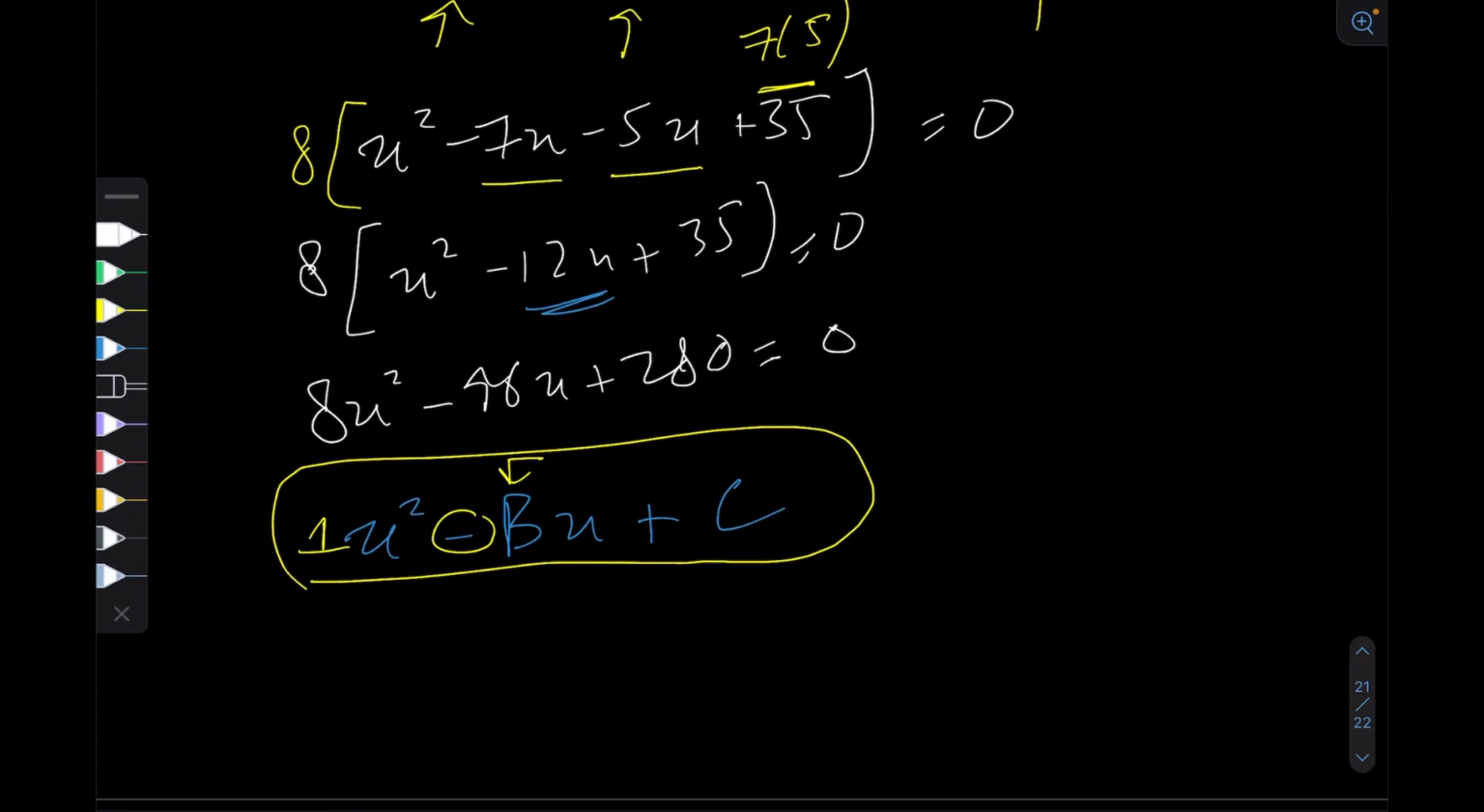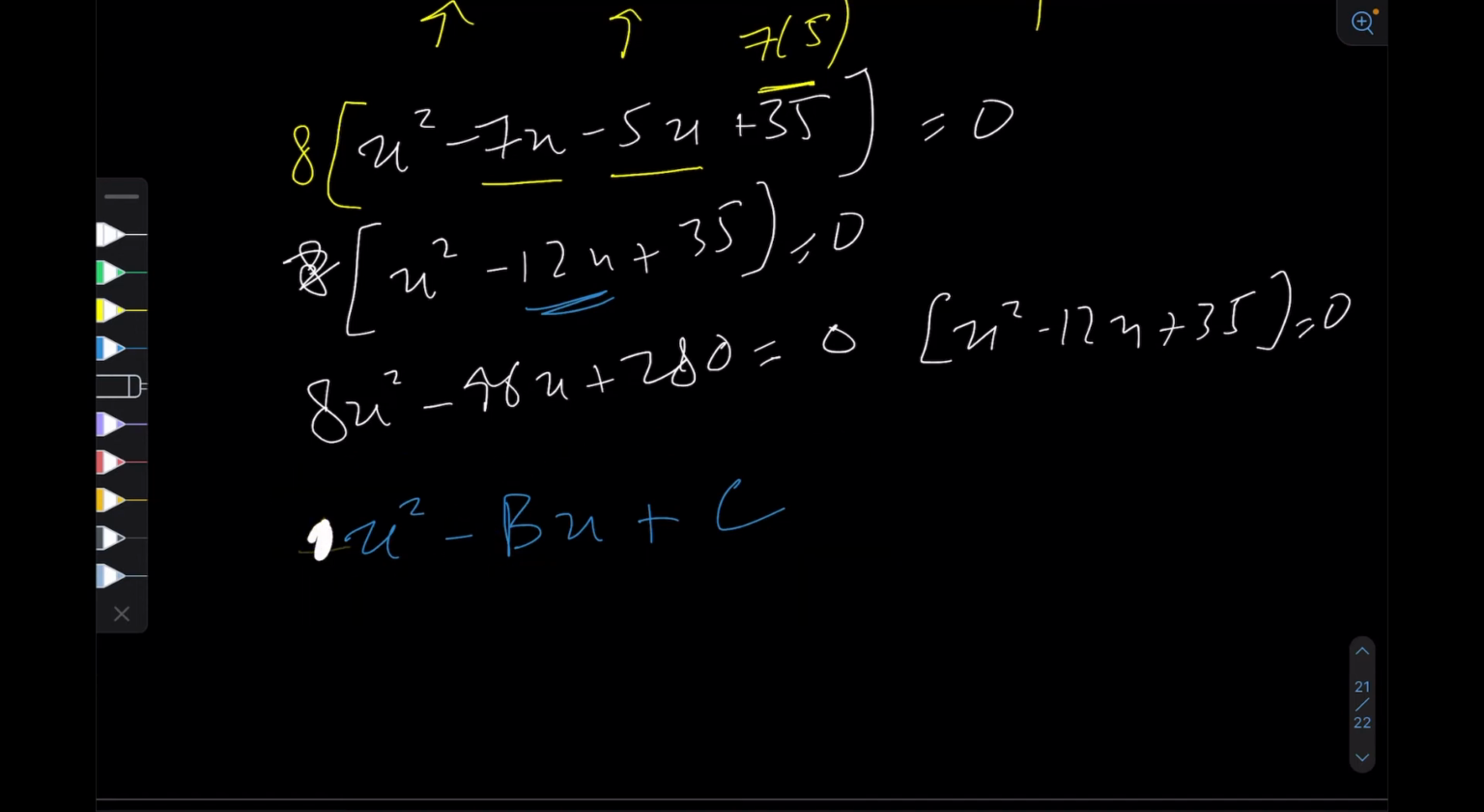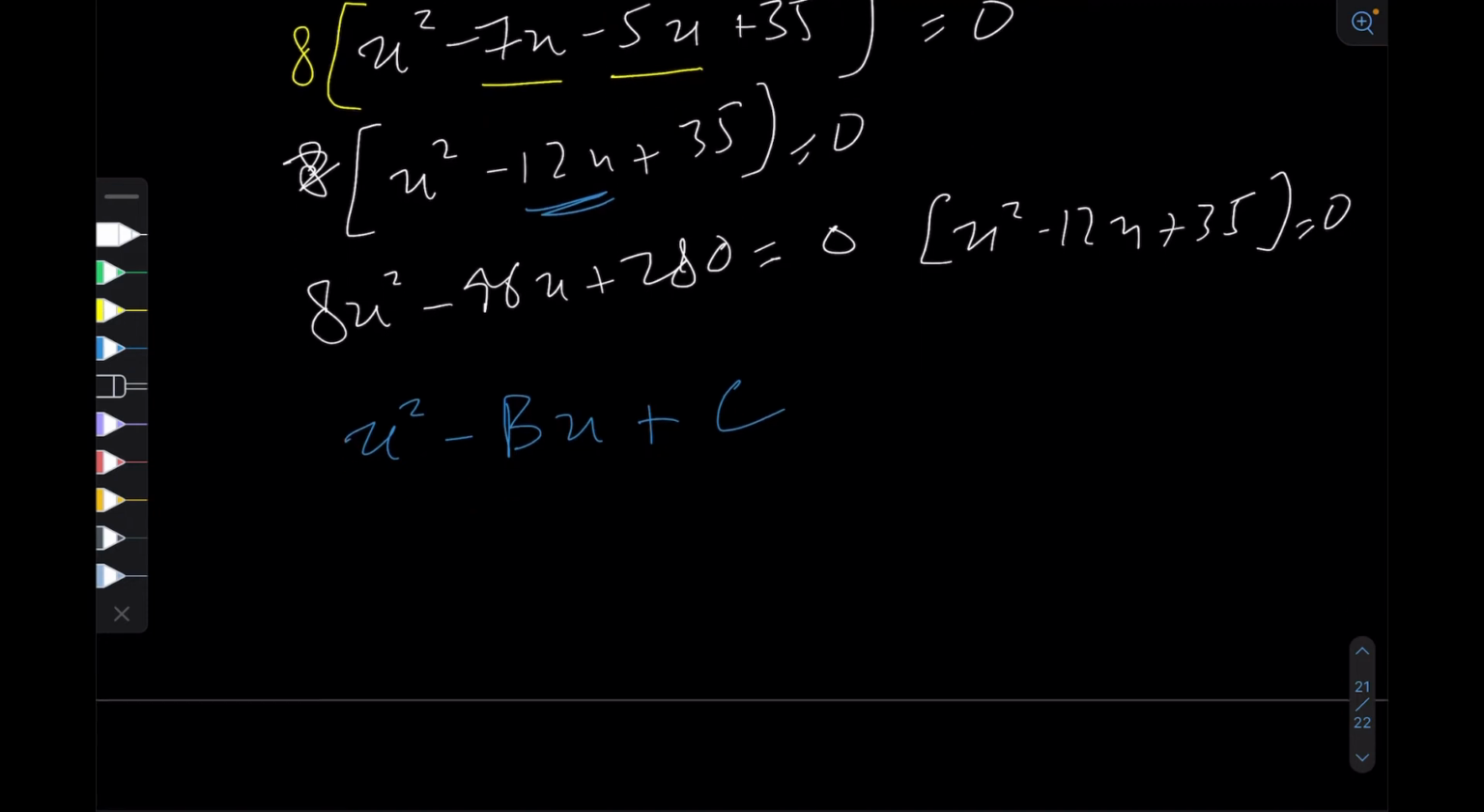So let's kick this 8 out, let's send it to the other side, and we are left with x squared minus 12x plus 35 equals 0. Once we have our quadratic in this form, one thing to notice is that, let's say the roots are a and b, then minus b is basically the sum of the two roots, and plus c would be the product of the two roots.